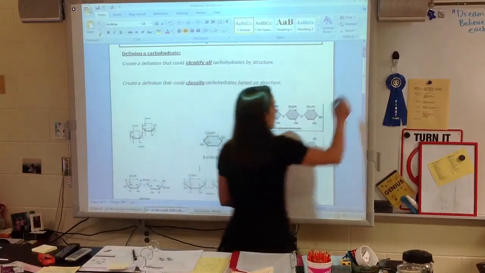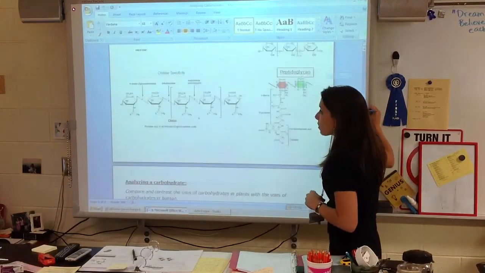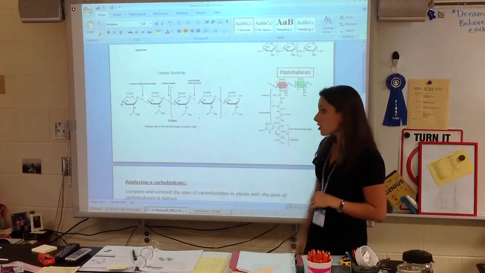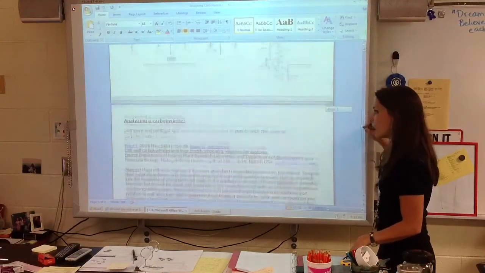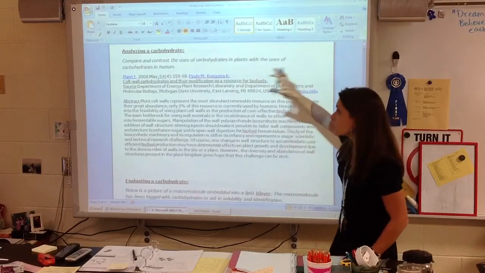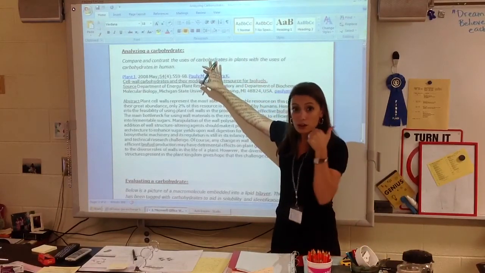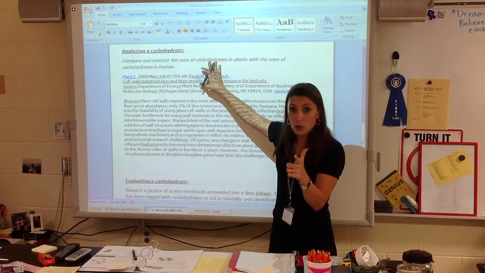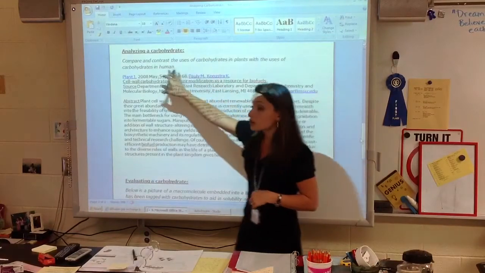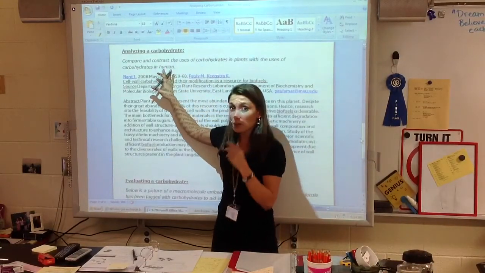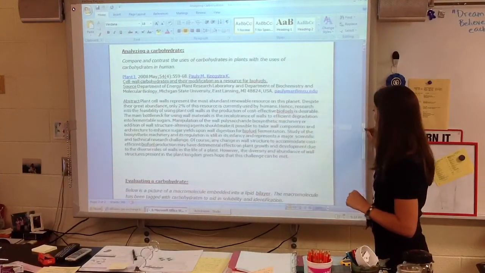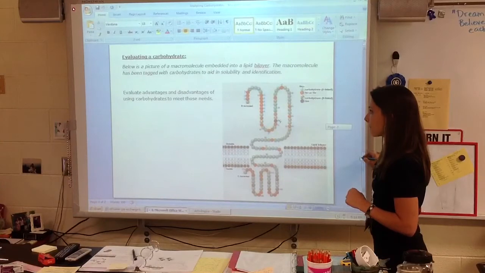What is important about glycogen? What is important about chitin, about peptidoglycan? They have some things in common, but they're also very different. And then we wanted to use this article to help us understand the difference between using carbohydrates in plants. They are supportive as cellulose, and they store extra energy or food, sugars, as starch, versus humans who use them for energy, break them immediately down for energy, or store them as glycogen. And so we do want to use that article to help explain that.